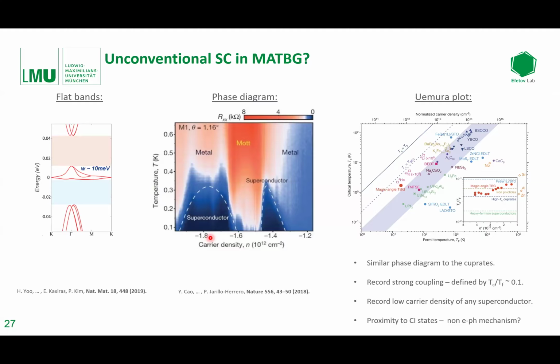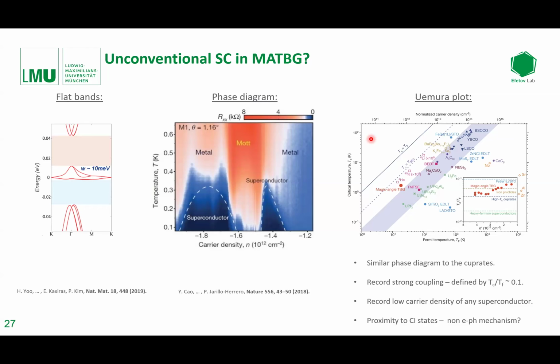However, beyond these similarities, if one looks at more concrete numbers, for example, if one tries to integrate TBG into the Uemura plot, which compares the critical superconducting temperature and the Fermi temperature between different compounds, it turns out that twisted bilayer graphene has an extremely high TC versus TF ratio.